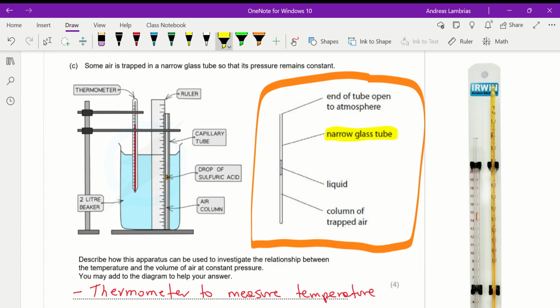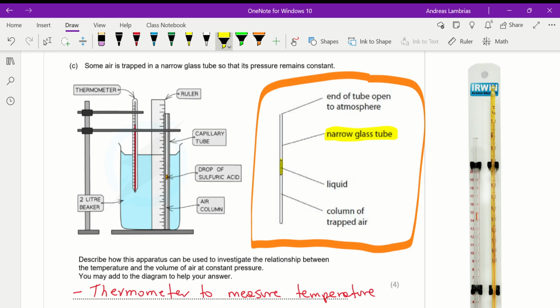And what do we do? We just put a drop of a liquid. Usually we use oil or sulfuric acid. And what happens once I put that liquid? The liquid will start moving down on that tube, and at some point it will stop at a specific point, as you can see there on the diagram.